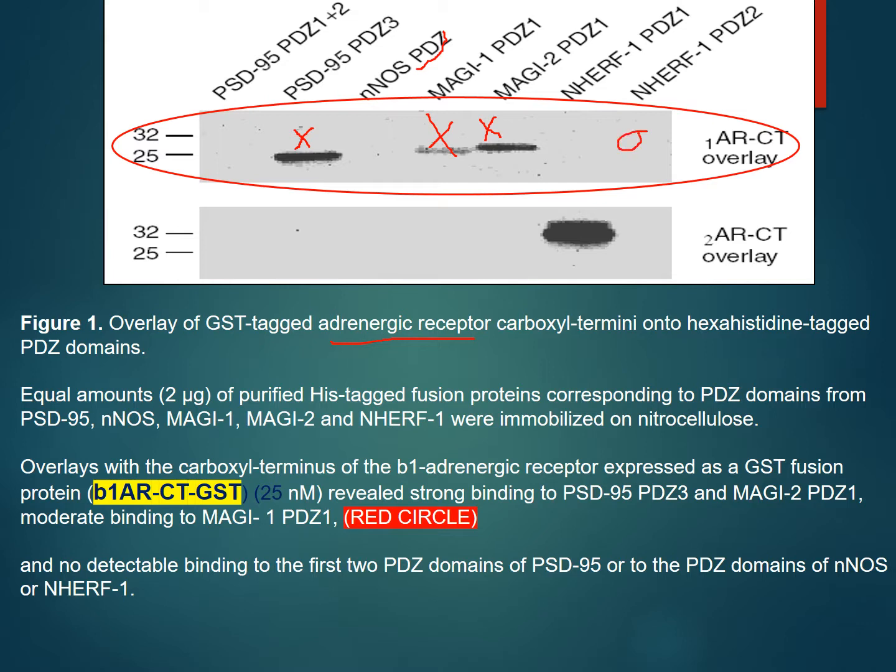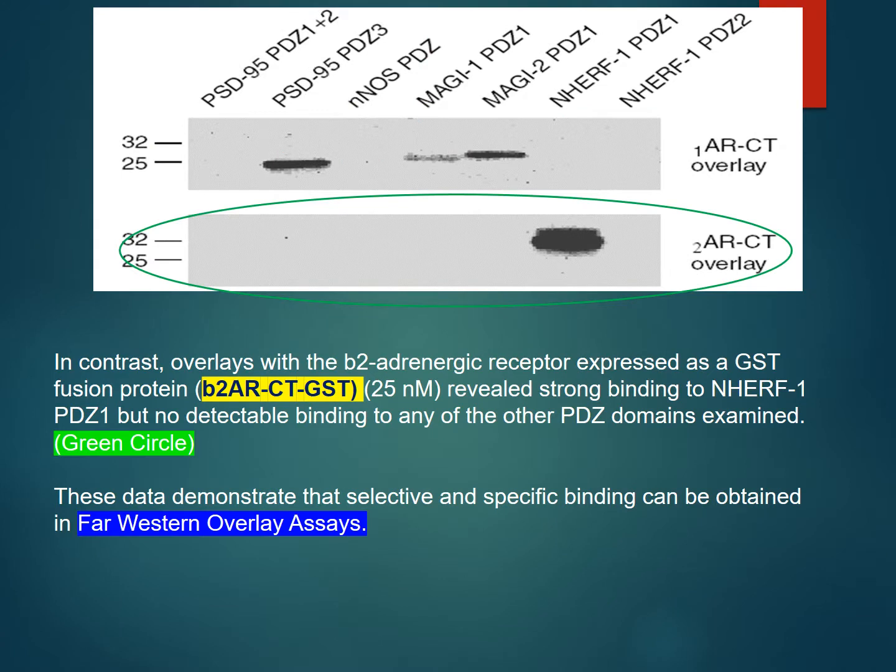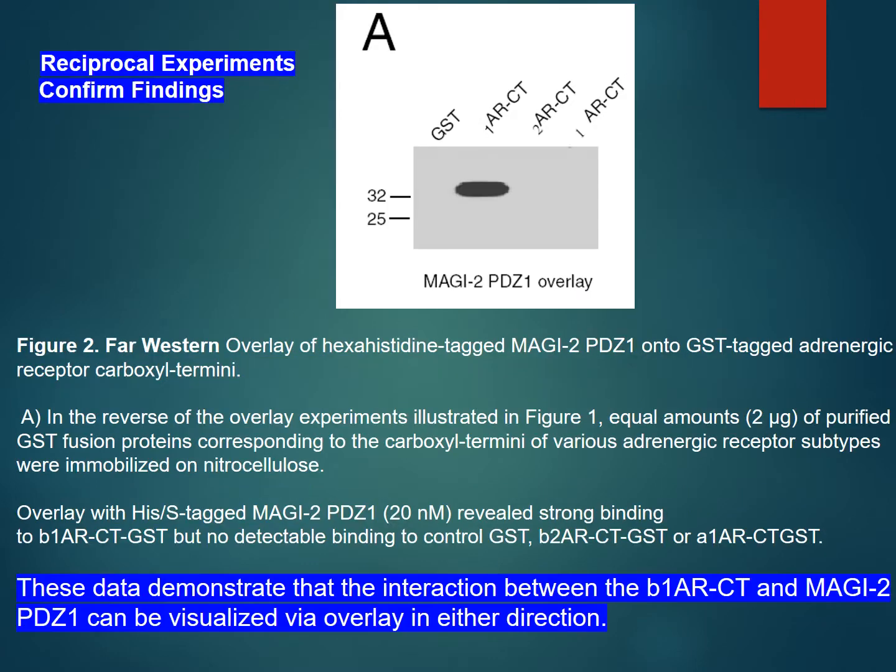So you see there's no bands here. So these are non-binding. And so when they look at the next protein, B2 adrenergic receptor, long story short, it recognizes this protein only. So it's quite different from its cousin, B1. So these are 2 related adrenergic receptors, but they have different targets here. And again, this is shown in a far western overlay assay.